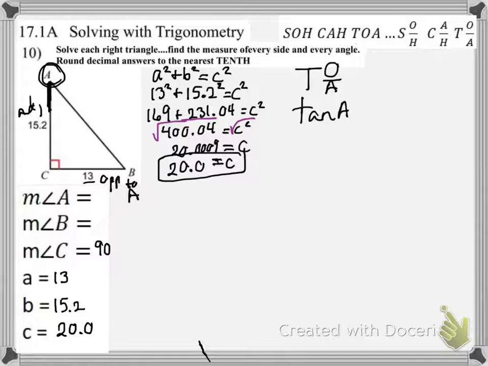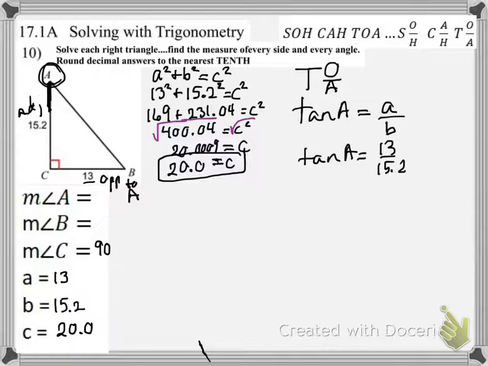So tangent of the angle I want to know. Capital tangent actually means something else. You won't learn that till pre-calc. Tangent of A equals the side opposite from A, which is always my lowercase a, over the side adjacent to A. And since C is the hypotenuse, this better be the B. I wouldn't usually bother to write that part down. I'd write tangent A equals opposite from A, which is 13, over adjacent to A is 15.2.